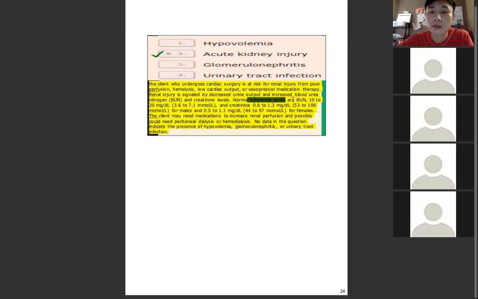So the normal level of BUN is 10 to 20 or 6 to 20, and creatinine is 0.6 to 1.2 for males. The client may need medication to increase renal perfusion and possibly could need peritoneal dialysis or hemodialysis. No data in the question indicates the presence of hypovolemia, glomerulonephritis, or urinary tract infections.